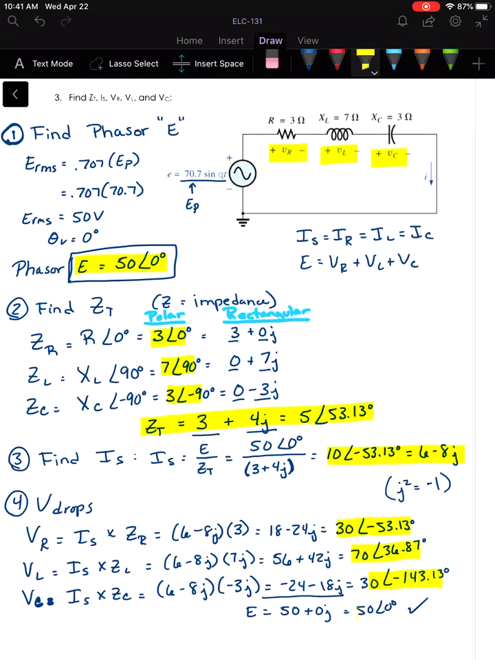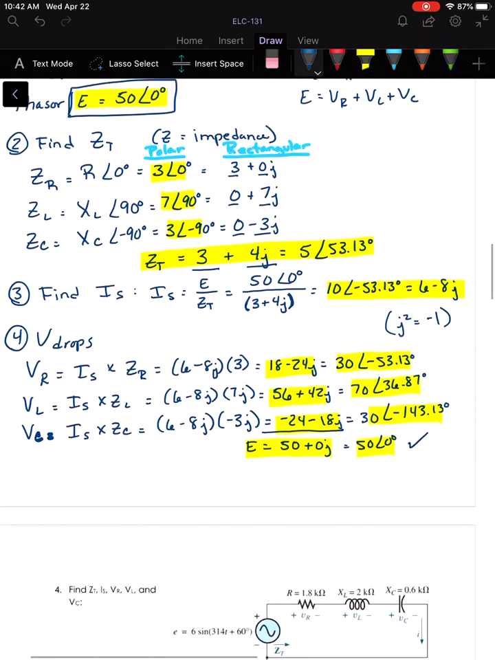Sometimes in the polar form, it's pretty hard to see that that adds up to the 50 at 0 degrees, and it might be a little easier if you're looking at this in the rectangular form. Some students really like to keep things in rectangular form because it's much easier on the TI-83/84 calculator to do that, but I'll let you decide what you want to do.